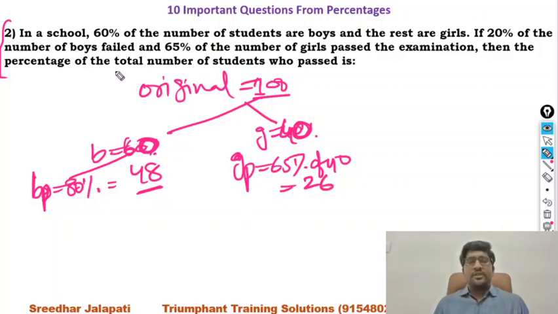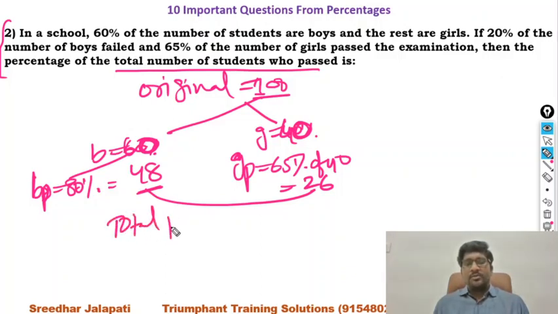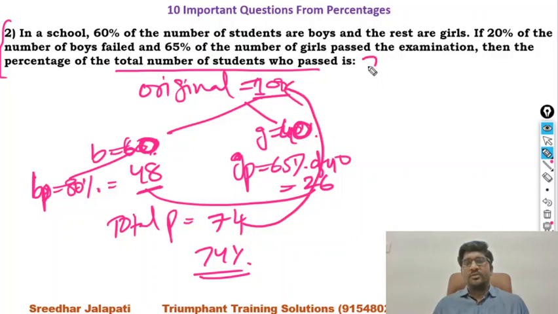Now you are asked to find the total pass percentage. Now 48 boys passed, 26 girls passed. Total students passed is 74. Therefore total pass percentage is 74%, because 74 out of 100 is 74%. That is the answer.